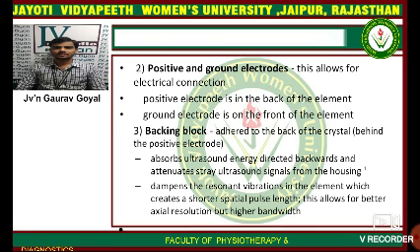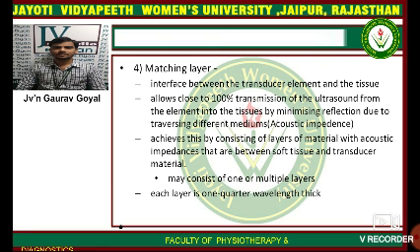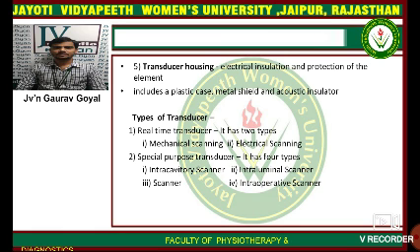The backing block is made up of resin. Then next is the matching layer. It is the interface between the transducer element and the tissue, allowing close to 100% transmission of the ultrasound from the element into the tissue by minimizing reflection due to traversing different mediums with different acoustic impedance. Next is the transducer housing, which provides electrical insulation and protection of the element and includes a plastic case, metal shield, and acoustic insulator.